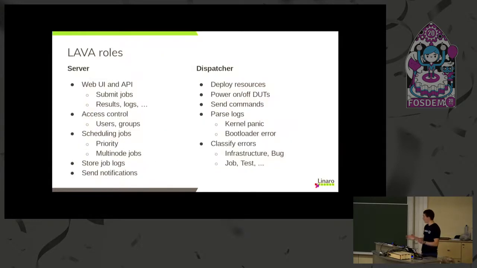So just the roles between the server and the dispatchers, because they are really different. The server is a web interface, so it's what the user will use. You have the web UI and the API, so you can submit jobs, see the results, and get the logs. It will do the access control, the scheduling, and it will also store the logs that are sent from the dispatchers. And it will also send notifications, but we don't really care.